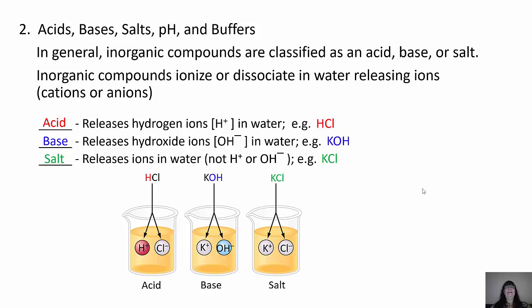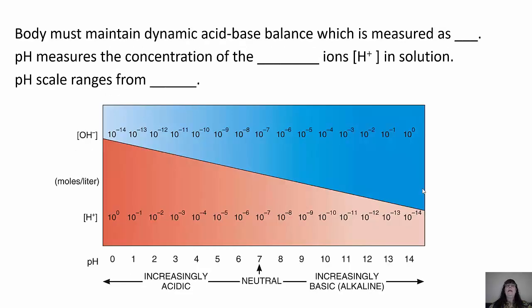So if you look at the pictures, you have hydrogen chloride dissociating into the hydrogen ions and the chloride ions. You have KOH dissociating into potassium ions and hydroxide ions. But then you have KCl dissociating into potassium ions and chloride ions. So an acid releases hydrogen ions, a base releases hydroxide ions, and a salt releases ions that are not hydrogen or hydroxide ions.